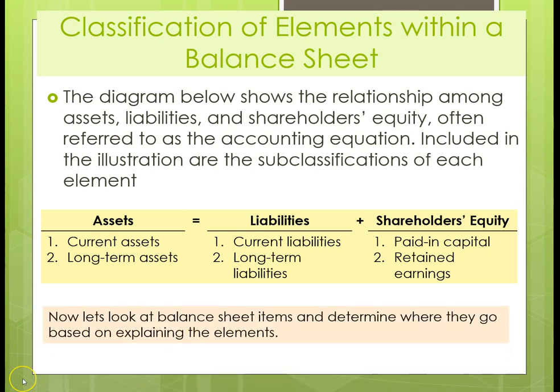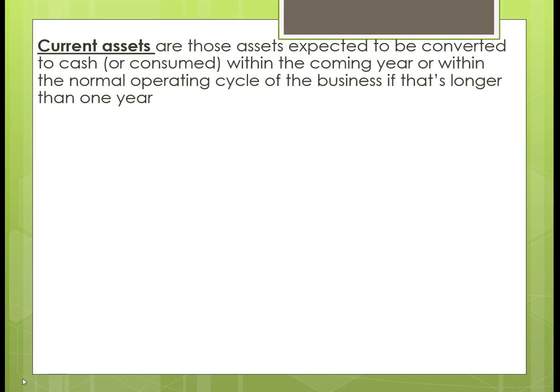Now what we're going to do is we're going to go through a bunch of balance sheet account descriptions, and we're going to look at where they go based on explaining the elements in each section. So we're going to start always with the GAAP. We start with our current assets.